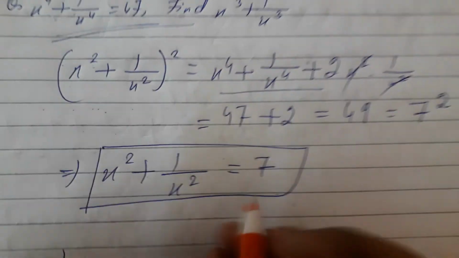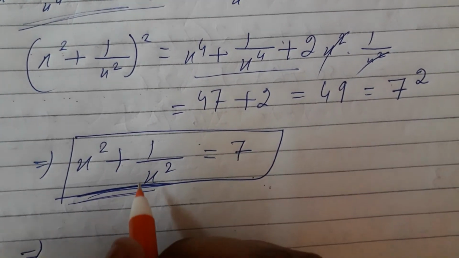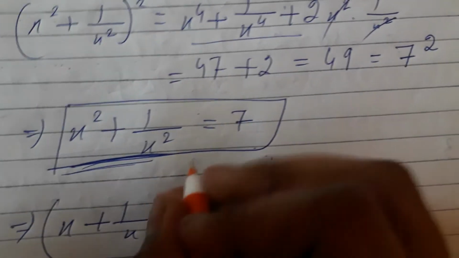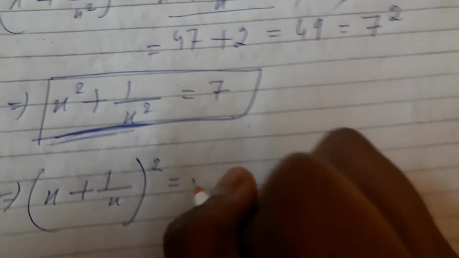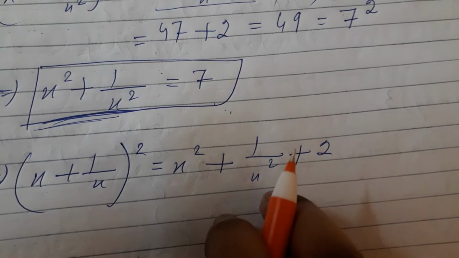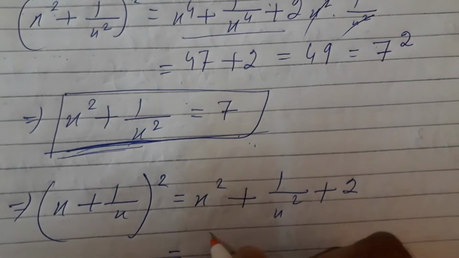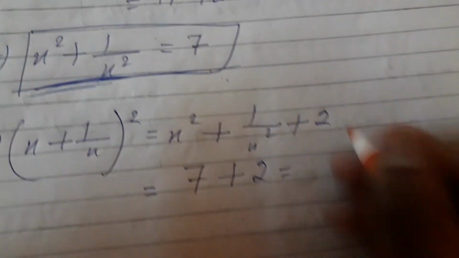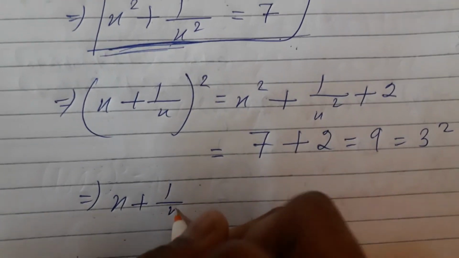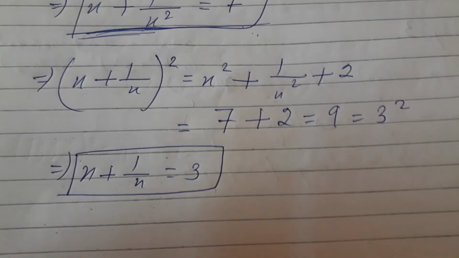Now here you have to find x plus 1 by x. It comes from x square plus 1 divided by x square. Now see, x plus 1 by x whole square is equal to a square plus b square plus 2 into x into 1 by x, which will be cancelled out. So here given 7 plus 2, which is 9. 9 means 3 square, so you will get x plus 1 by x equals 3. Step by step you have to go.